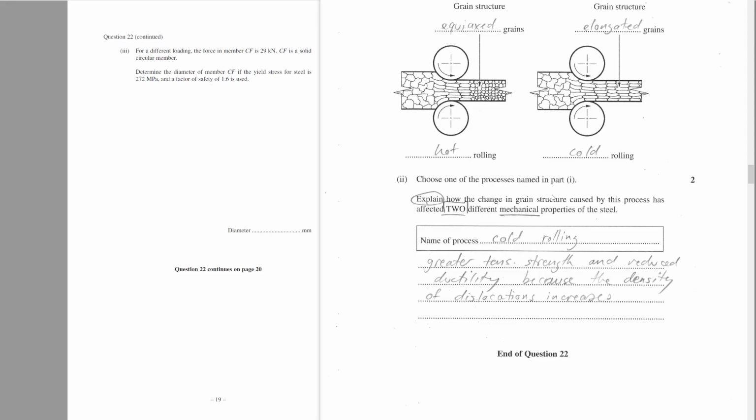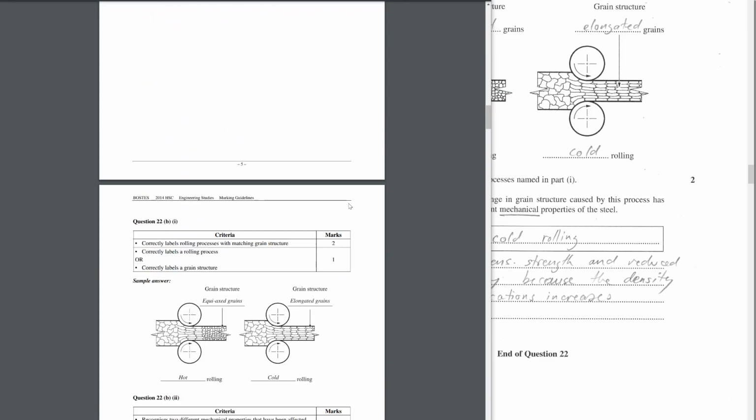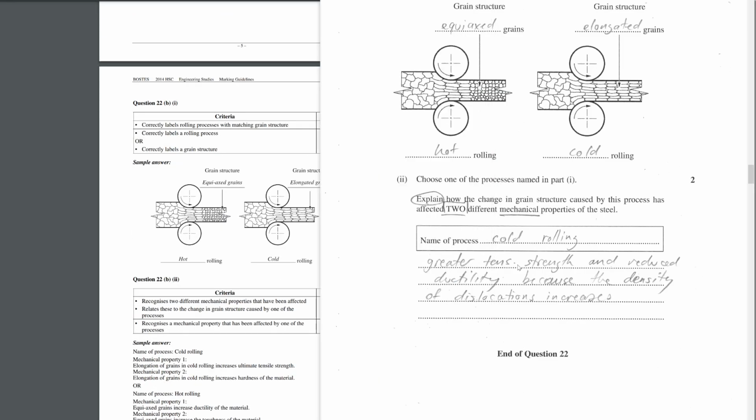Okay, so we're going to say cold rolling. Cold rolling results in greater tensile strength and reduced ductility because the density of dislocations increases. The idea is that when we have elongated grains, it's more difficult to move dislocations between grains, and the term they use for that is dislocation density. So that is the answer we're going with. What would you say for hot rolling? It would be exactly the opposite. You would say that hot rolling has reduced tensile strength, but it has greater toughness.